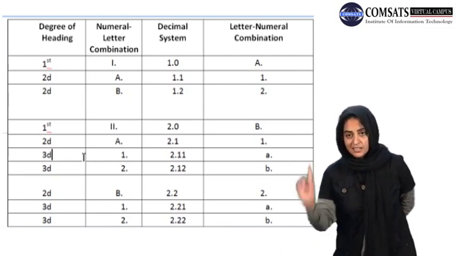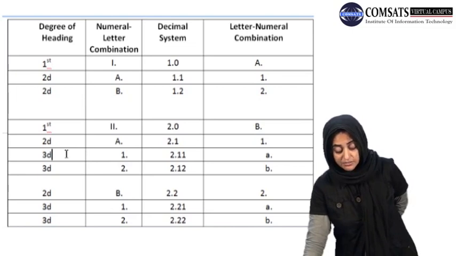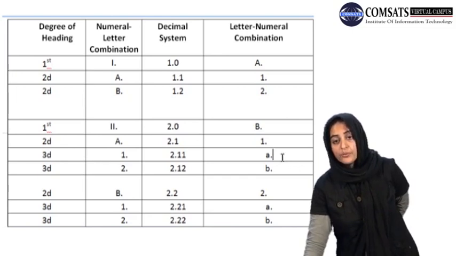Now this third degree, as you can see on the table, the cursor is blinking on this third degree, is making the subheading of this second degree. It will be labeled as small letter a with a dot in front of it.